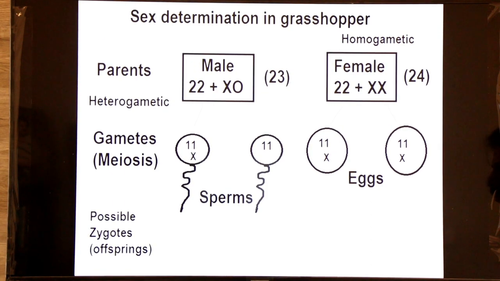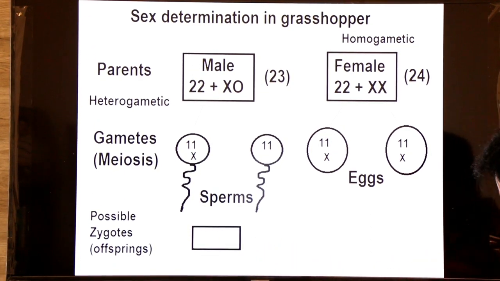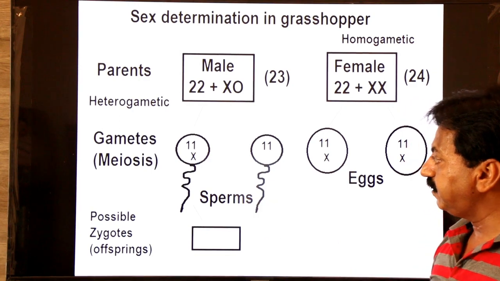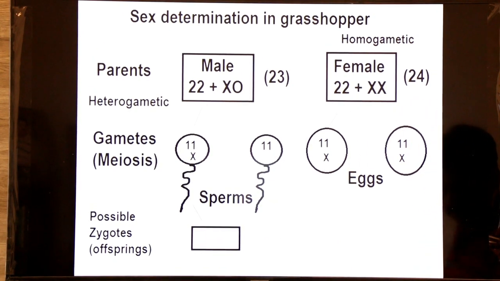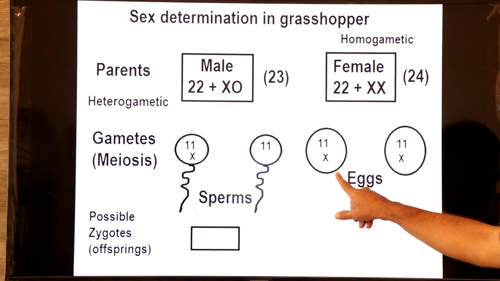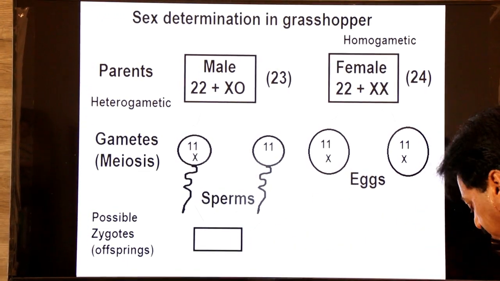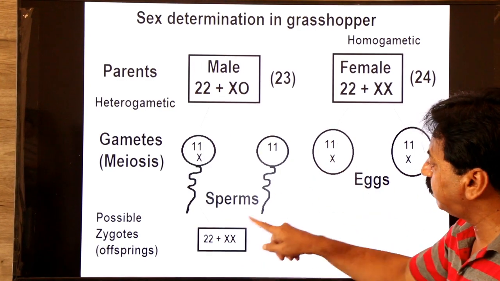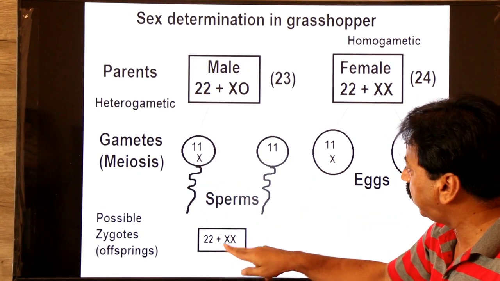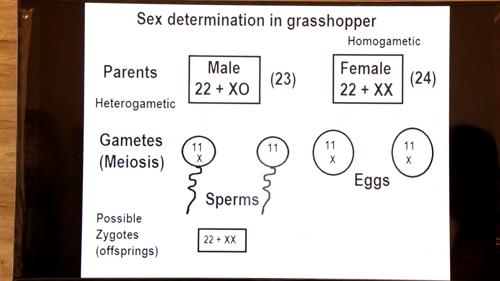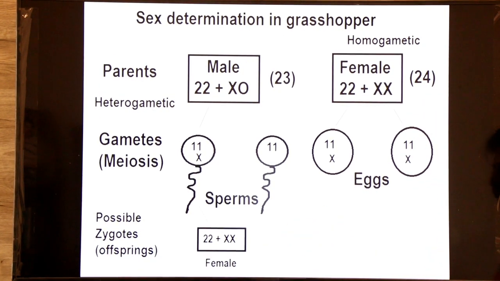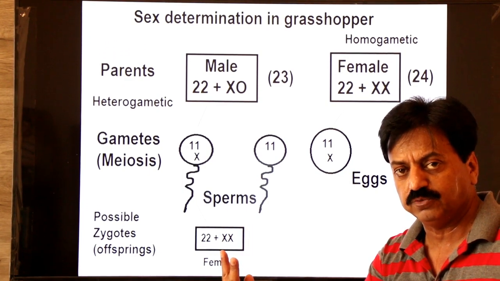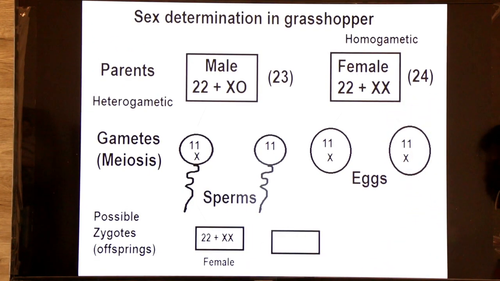Now look at the possible zygotes. In the first zygote, this sperm contributes 12 chromosomes, 11 autosomes and 1 sex chromosome, X. And the female contributes this egg. So what will be the number of chromosomes in this zygote? You see, 22 plus XX: 11 autosomes come from sperm, 11 from egg, 1 X comes from this sperm and 1 X comes from this egg. Now the zygote will develop into female, 24. In case of grasshopper, when a zygote receives a pair of sex chromosomes, it will be female.